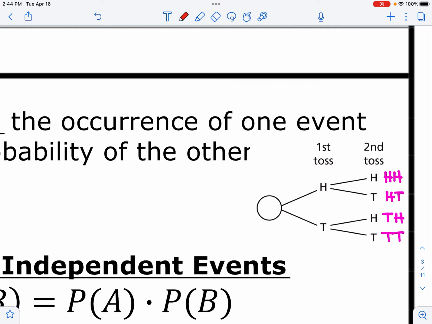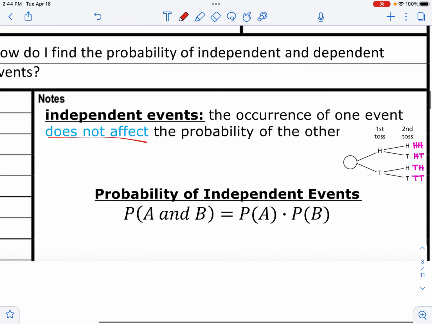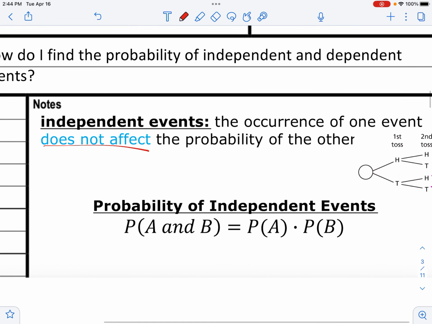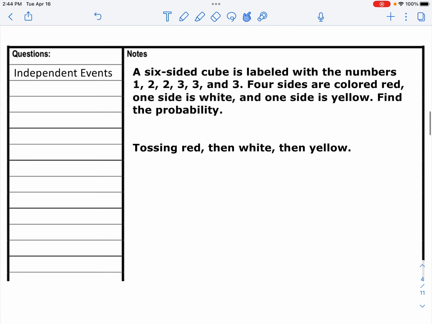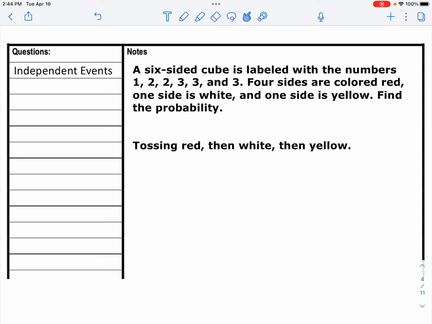So if two events are independent, meaning they don't impact each other, then the probability of A and B happening is really easy to find. You just do the probability of the first thing times the probability of the second thing. So let's take a look at something that's independent.